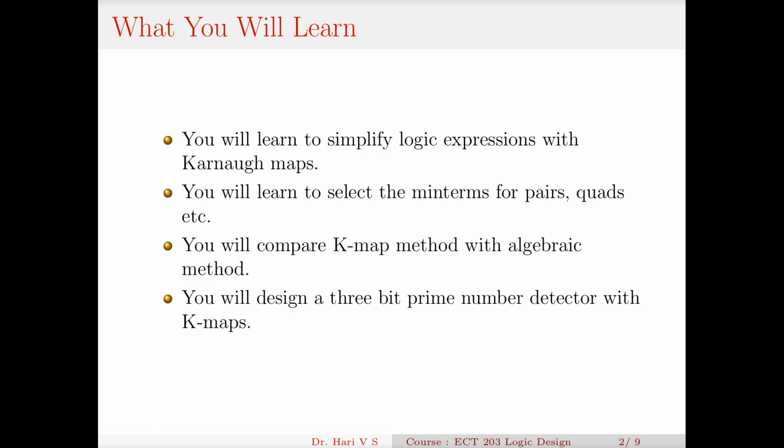What you will learn in this video is to simplify logic expressions with the help of so-called Karnaugh maps. Then you will learn to select the minterms for pairs, quads, octets, etc. That is, how we group together the ones and how you arrive at the corresponding minterm. Then you will compare the K-map method with the algebraic method. Then you will design a 3-bit prime number detector with the help of K-maps.